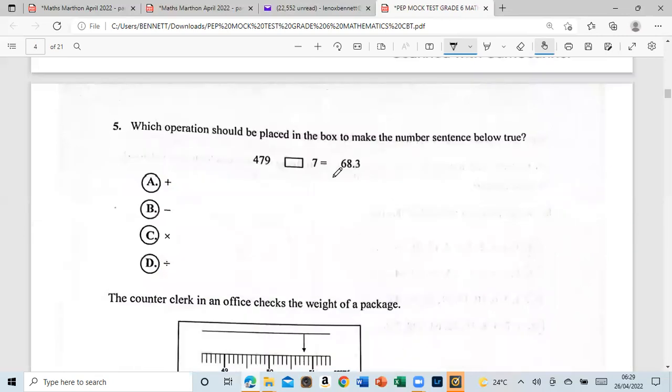All right, this one says, which operation should be placed in the box to make the number sentence below 2? Is it plus, is it minus, is it times, or is it divide? All right, this one is not very hard, so it would be divide.